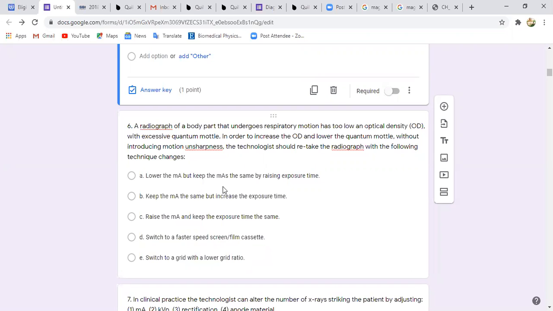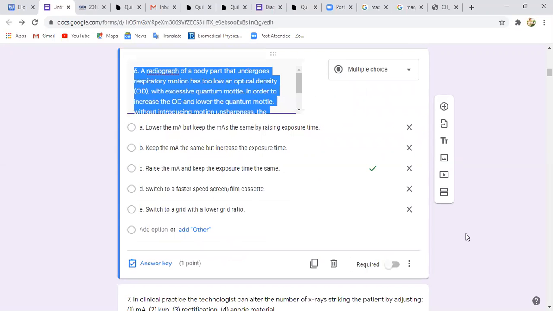Let's see how it goes. Lower the mA but raise the exposure time. If we keep the mA the same but increase the exposure time, and raising the exposure time, no. That seems to be the only plausible option. Lower the mA. It is only achieved if you reduce the exposure time by increasing. Okay, D is the only plausible, but that might not be too practical.